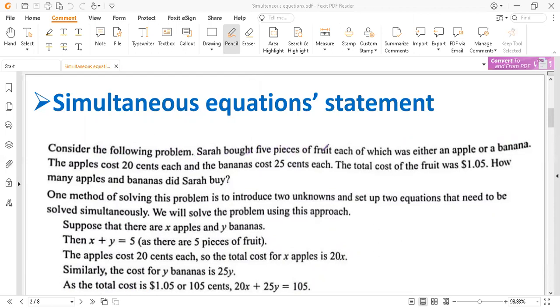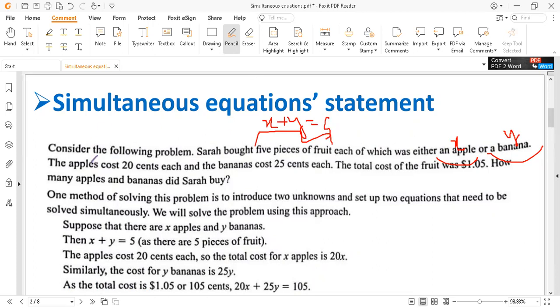Sarah bought 5 pieces of fruit, each of which was either an apple or a banana. Normally they will ask us for the number of bananas and apples. If we let the number of apples equal x and the number of bananas equal y, then in general x plus y equals 5 pieces of fruit.